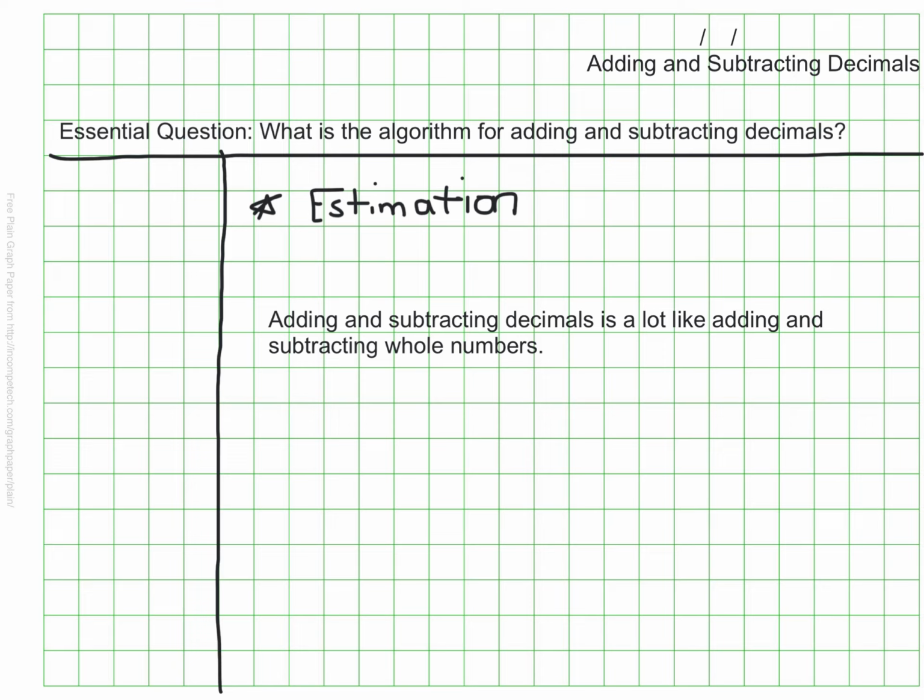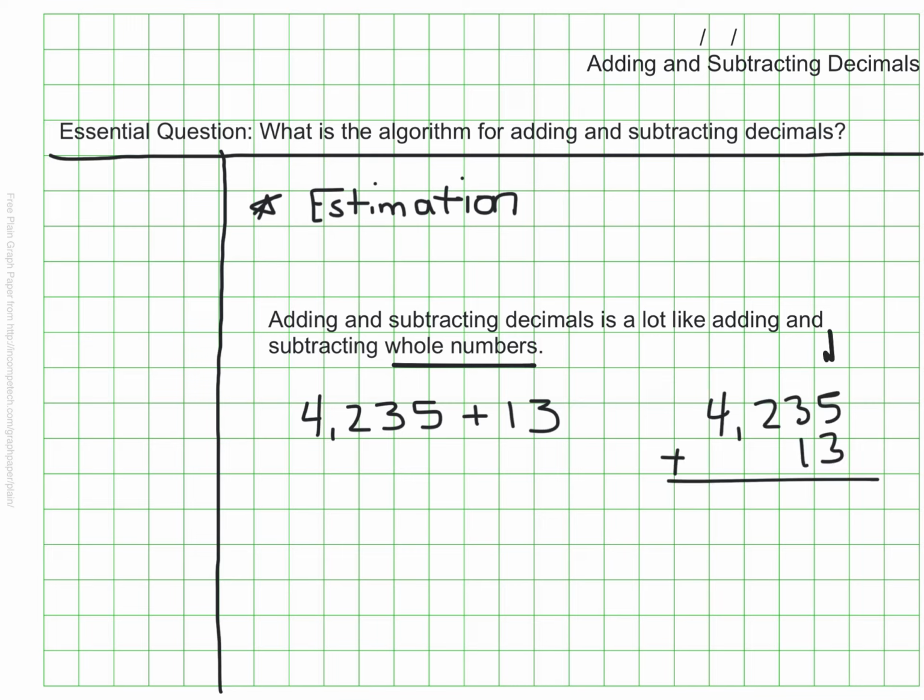Adding and subtracting decimals is a lot like adding and subtracting whole numbers, right? They're really not too different. When we add, we are always careful to line up place values. For example, if I needed to add 4,235 and 13, I would have to keep track of the place values as I'm working with those numbers. To do this, I would line these up vertically like this. The ones values are lined up, the tens, the hundreds, and the thousands, right?